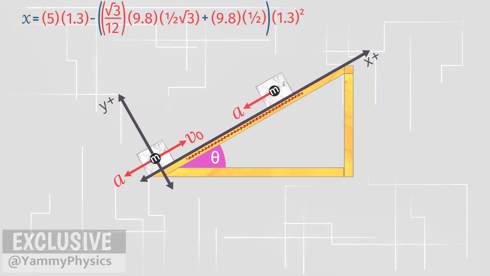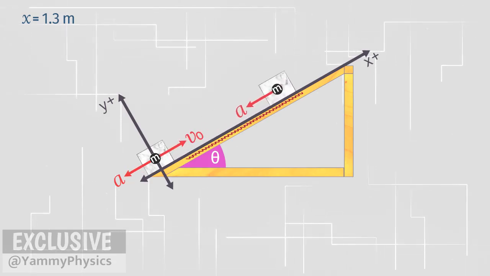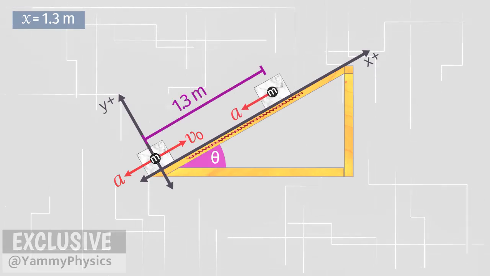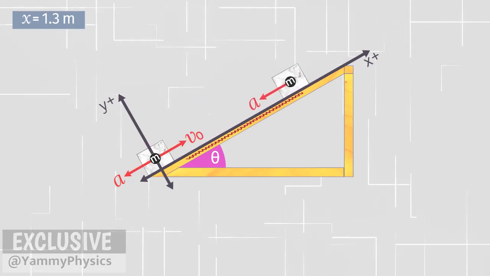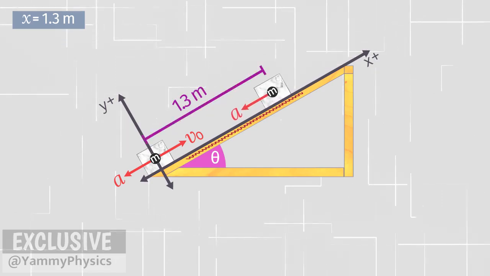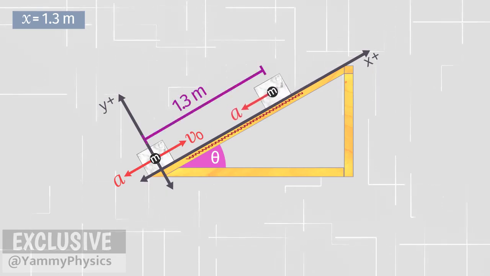If I am not mistaken, x at 1.3 seconds is 1.3 meters. It seems that at that time the block has reached its peak, and is moving towards the bottom of the inclined plane. Can you calculate the horizontal distance before the brick changes direction?